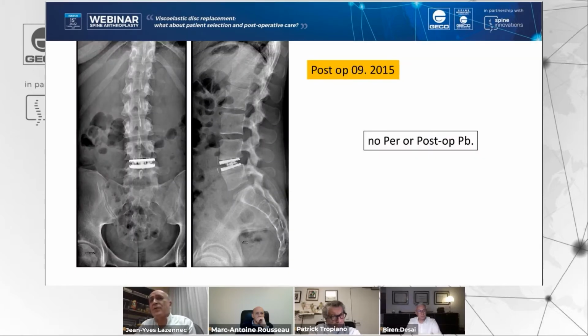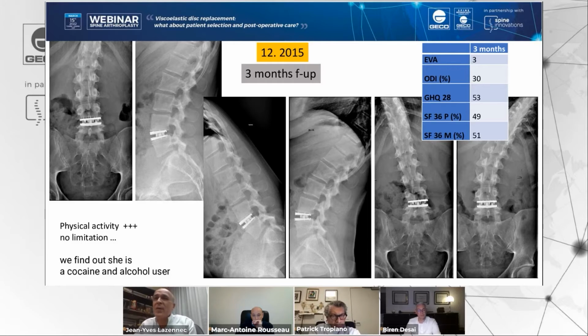So this is a post-operative image, September 2015. We had no per-op or post-op problem. Perhaps you can criticize me. Perhaps it would have been better to push the prosthesis a little bit more posterior. But with viscoelastic, we know that with such positioning, we don't have a problem. So she was in a good situation post-operatively, and we saw her.